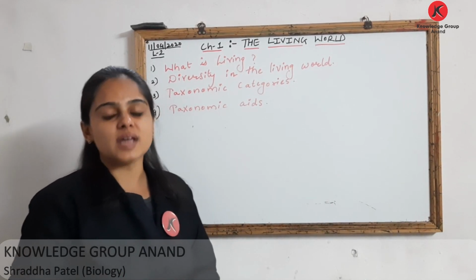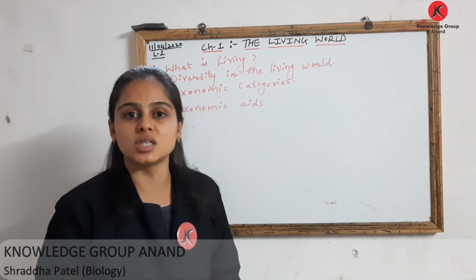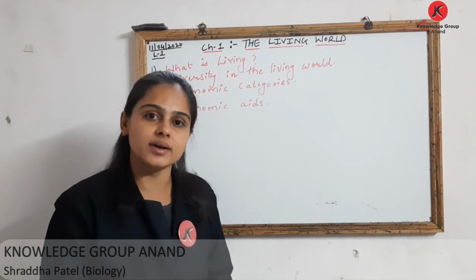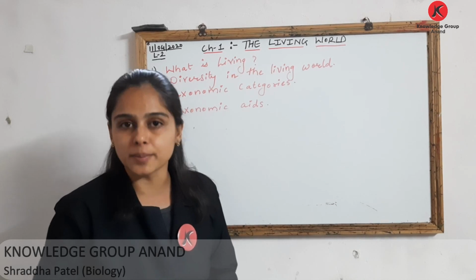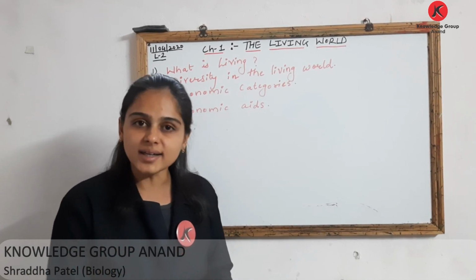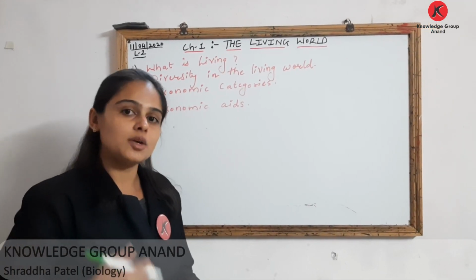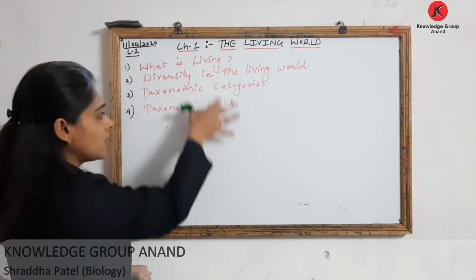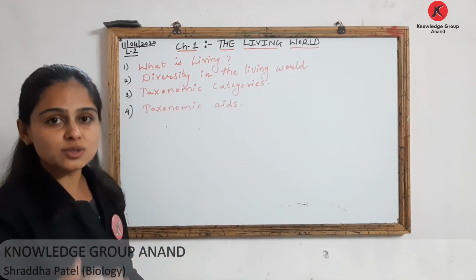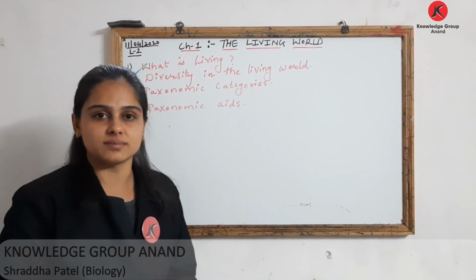Taxonomic aids in the sense, in this we are going to understand your museums, your zoological parks, your botanical gardens as well as your herbarium. How taxonomy helps us. Okay, that comes under your taxonomic category. Now we are going to understand all these points one by one. So we are starting with your first point, that what is living.